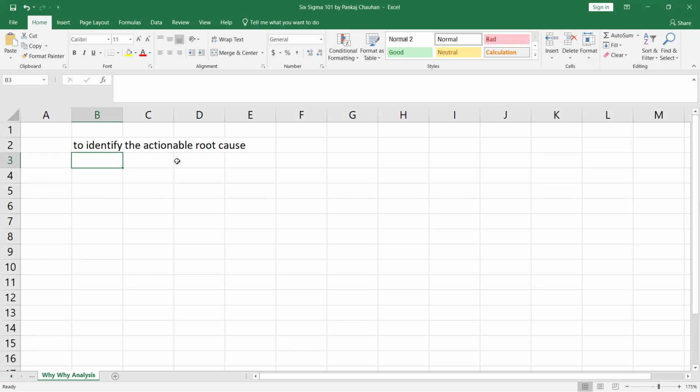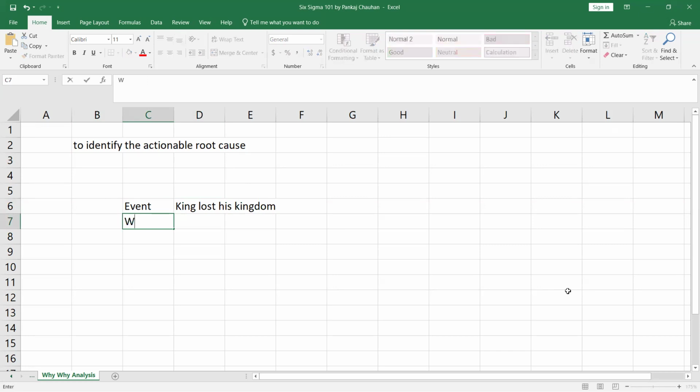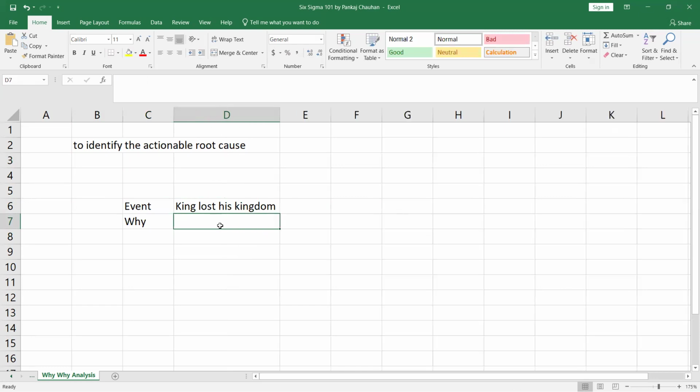So I'll take a very simple example. Let's understand. You have a situation or event: there was a king and the king lost his kingdom. The question is, why did the king lose his kingdom? Probably there may be more than one outcome, but I'm just going in a series, one-on-one. So why did the king lose his kingdom? Because the king lost the war.